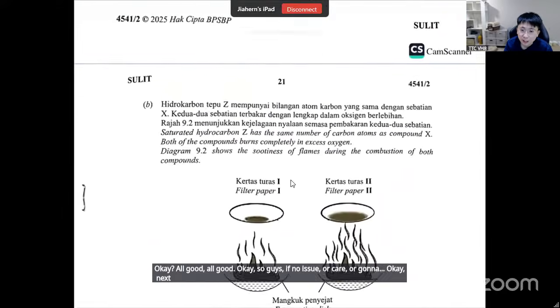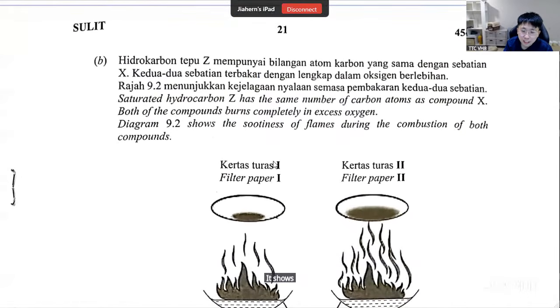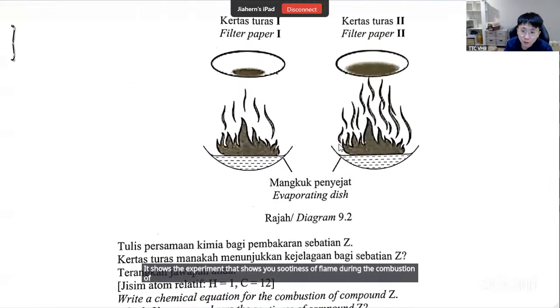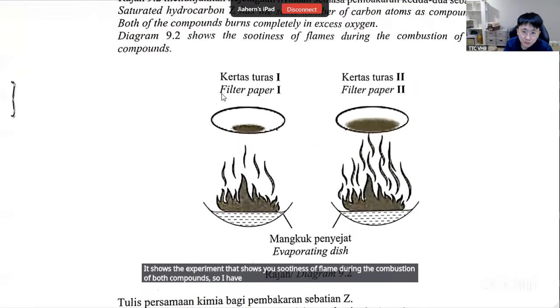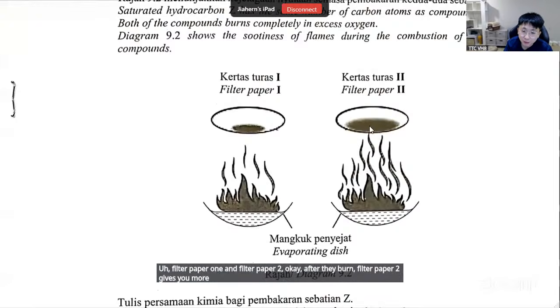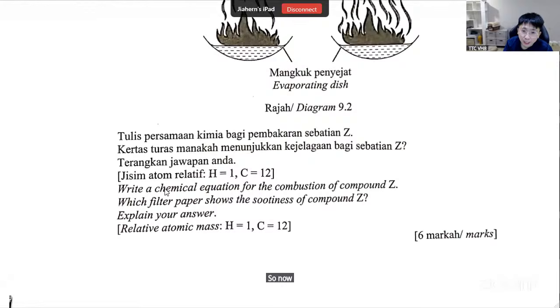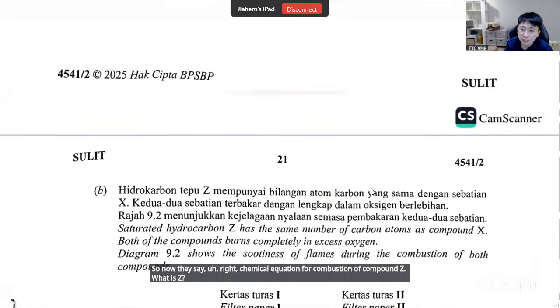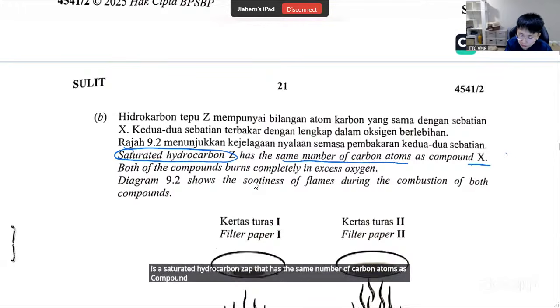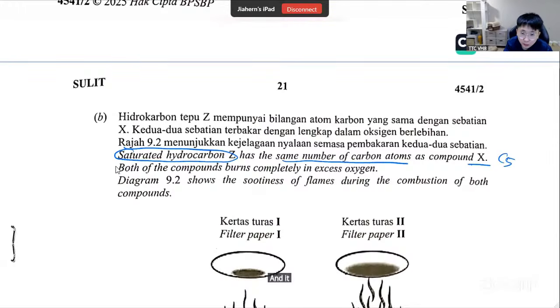Okay, next one. It shows the experiment that shows you sootiness of flame during the combustion of both compounds. So I have filter paper 1 and filter paper 2. After they burn, filter paper 2 gives you more black soot on the top. Now they say write the chemical equation for combustion of compound Z. What is Z? Let's see. They say Z is a saturated hydrocarbon that has the same number of carbon atoms as compound X. So got C5, and it's saturated, guys.